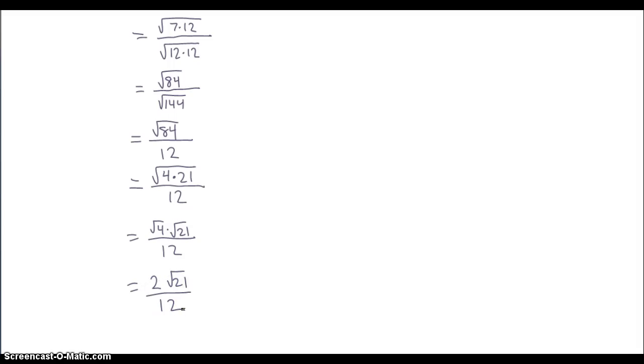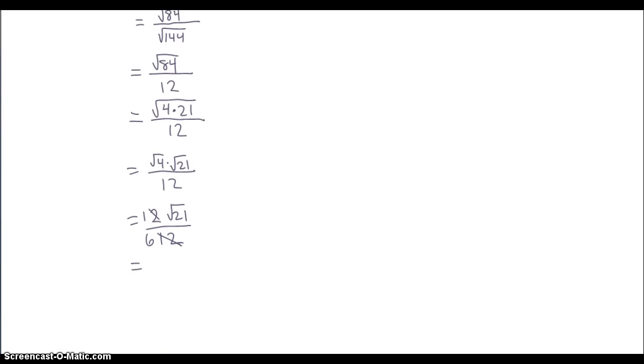One final step, I have a 2 and I have a 12. 2 divided by 12 is 1/6. So I can simplify this 2/12 down to 1/6. So my final answer simplifies down to be 1 square root of 21, which I'm just going to write as the square root of 21, over 6.